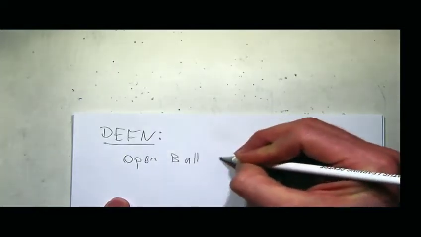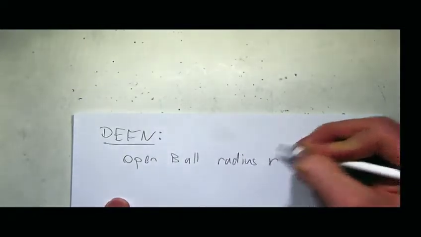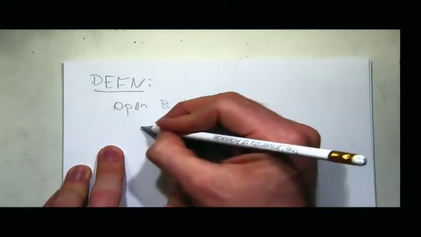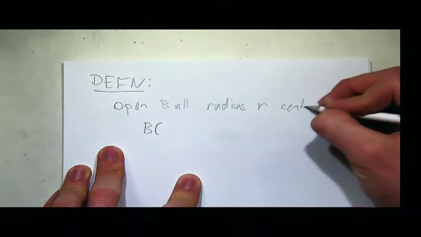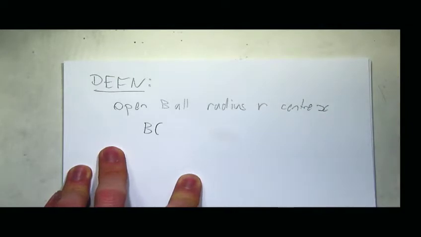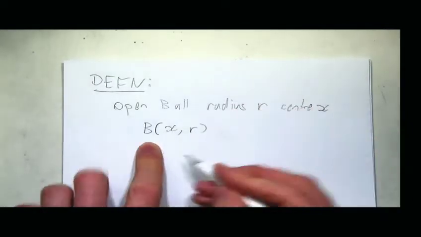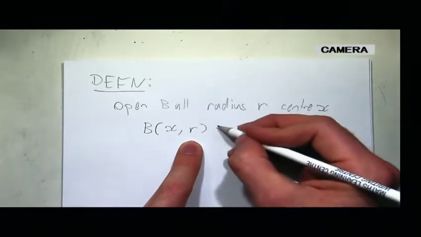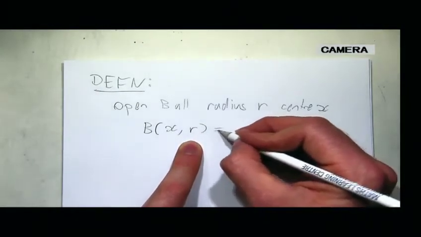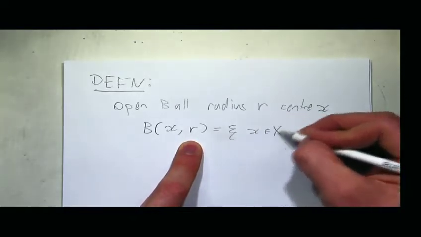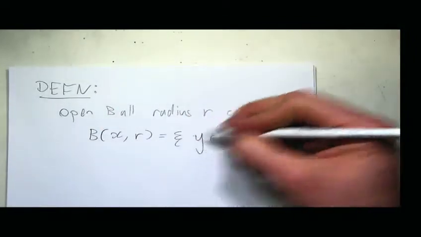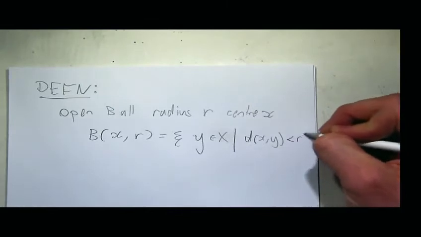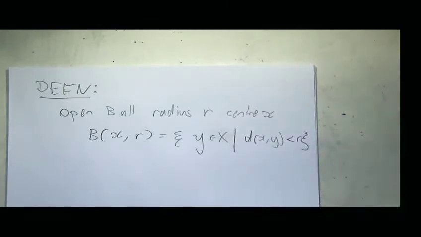An open ball of radius r, centre x, is denoted by B(x,r), the ball centred x, radius r, and it's an open ball. It is the set of y's in X such that the distance between x and y is strictly less than r. That's the set notation definition of it.